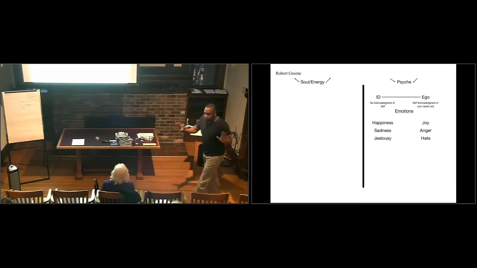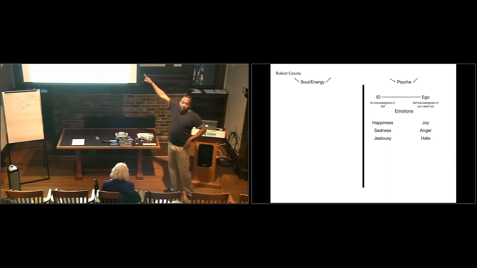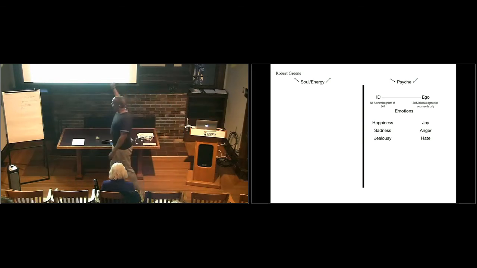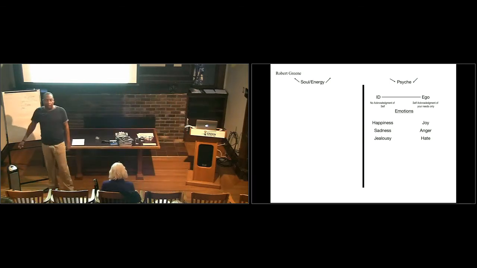Let's look at it. Let's really look at it. When you're in love, are you sometimes happy? When you're in love, are you sometimes sad? Sometimes jealous, sometimes joy, sometimes anger. Hey, my partner, he upset me. I'm angry at him or her. Sometimes hate or disgust. So if love is a culmination of all these emotions, how can love be an emotion?